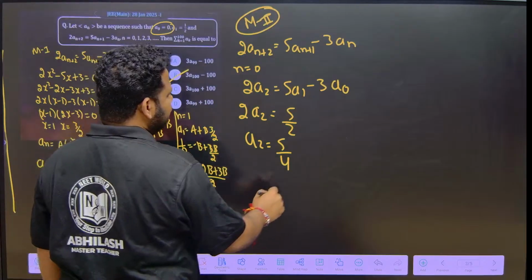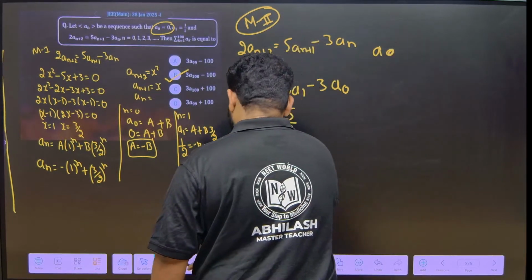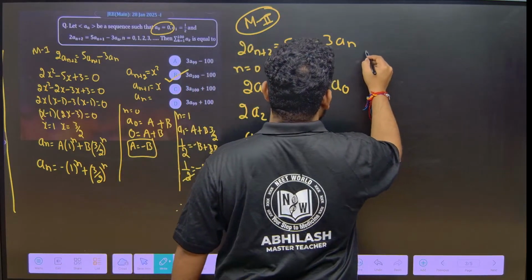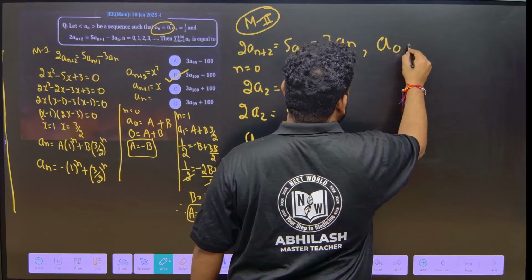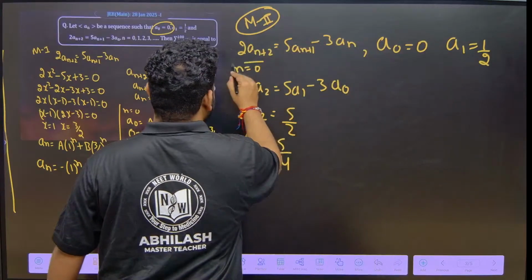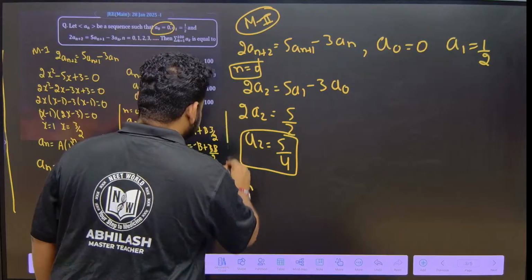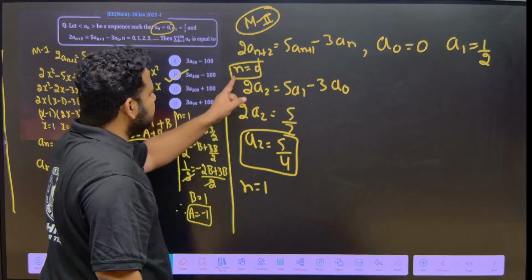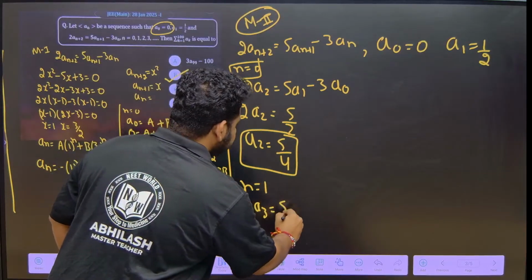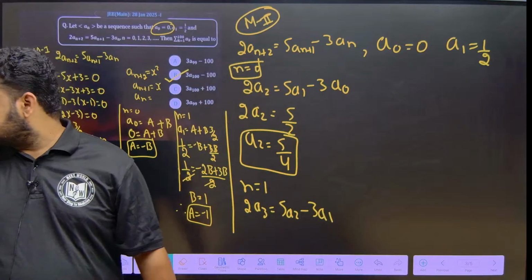A2 is equal to 5 by 4, and we also know A0 is 0 and A1 is 1 by 2. Please write this down. They have given it in the question itself. I have taken n is equal to 0 and got A2. Now, let me put n is equal to 1. So, what will I get? 2 times A3 is equal to 5 times A2 minus 3 times A1. This is what I will get.